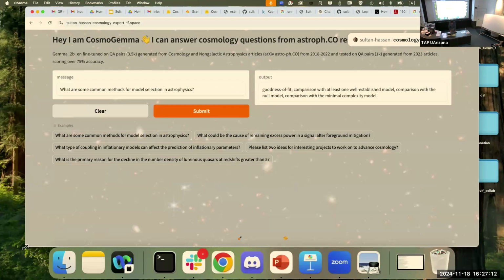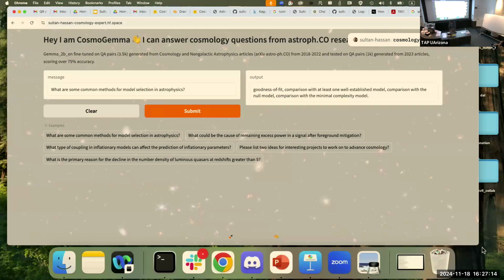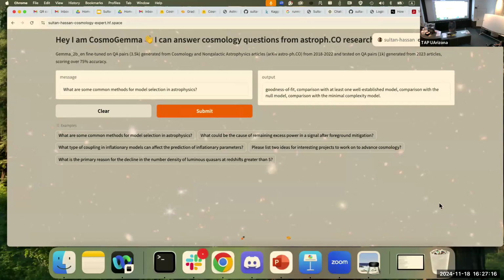This is a very small model. It's a 2 billion parameter model. I'm training more of the models and will see, but I wanted to share that, and if you're interested, let's do something. Thank you.